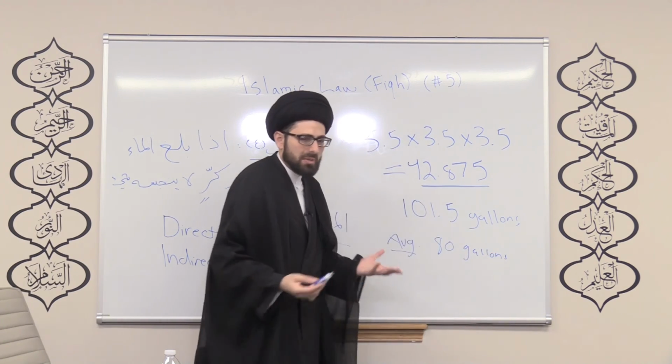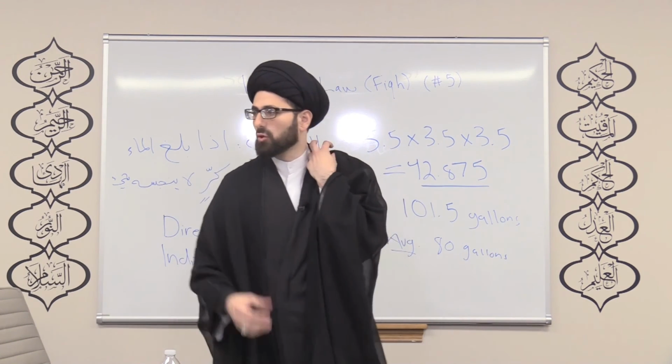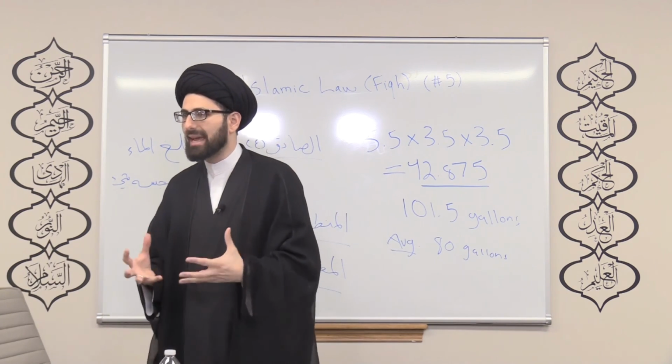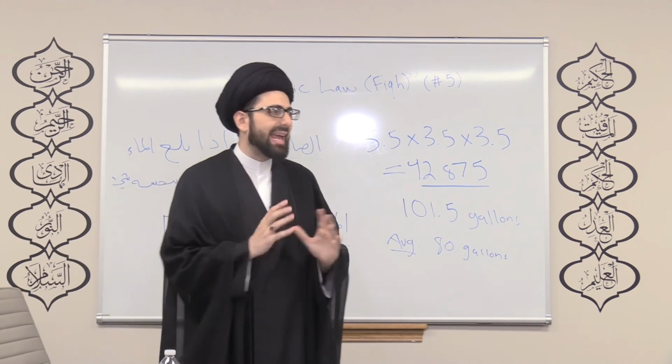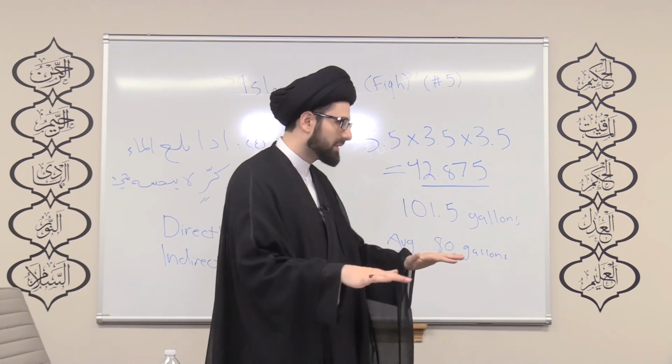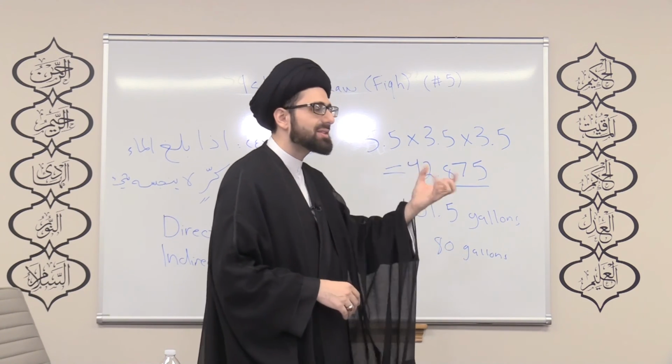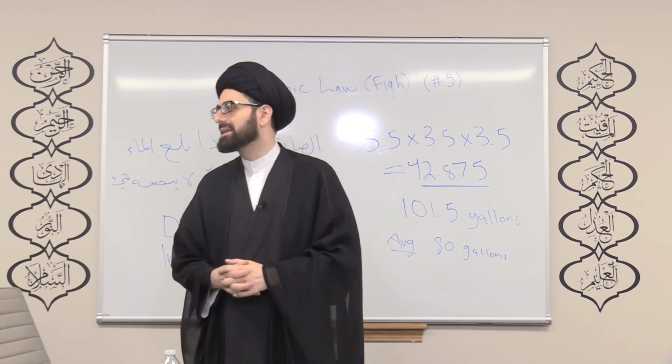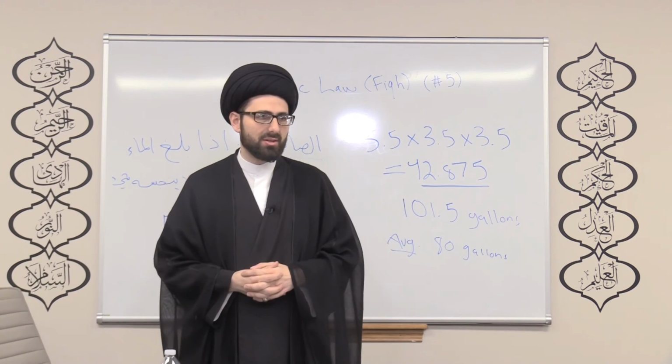So just an average medium-sized bathtub, if you fill it up, it will contain 80 gallons of water. 80 gallons, is that Korr? No. So if your bathtub is filled, and one small najasa falls in it and it's only 80, does that make all of it najis? Yes, it makes all of it najis.